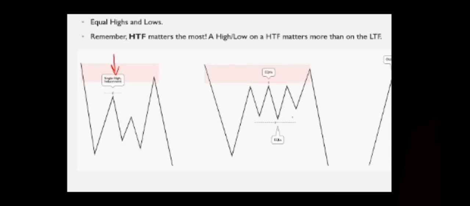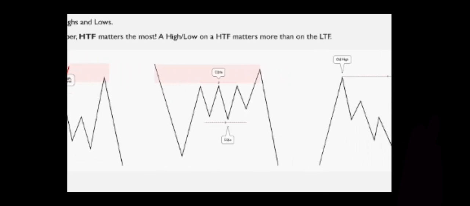The second one is equal highs and equal lows. We have that same push to the downside and the market pulls back towards the supply zone. It starts doing a little consolidation, forming equal highs and also equal lows at the bottom. So what does that mean? The market is prepping for something.